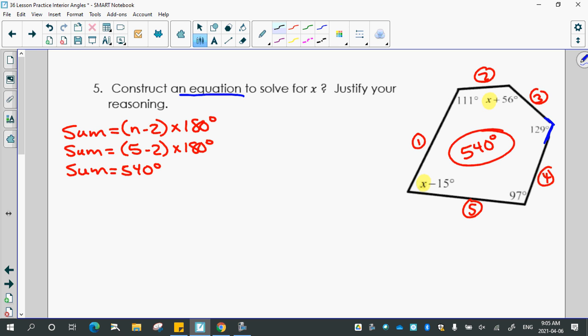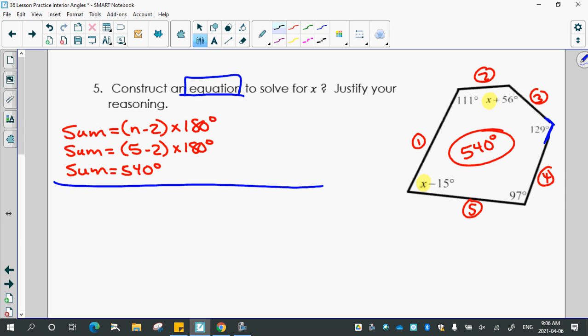How does that help me make an equation? If I add all those 5 angles together, I'm going to get 540 degrees. Anyone? Anybody know how to make an equation from that?